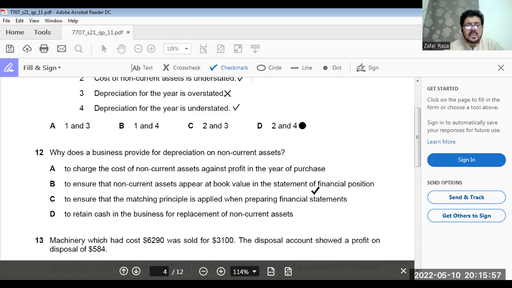Now come to question number 12. Why does a business provide for depreciation on non-current asset? To charge the cost of non-current asset against profit in the year of purchase? No. To ensure that non-current asset appear at book value in the statement of financial position? No. To ensure that the matching principle is applied when preparing financial statements? Yes. So D option could not be the answer.